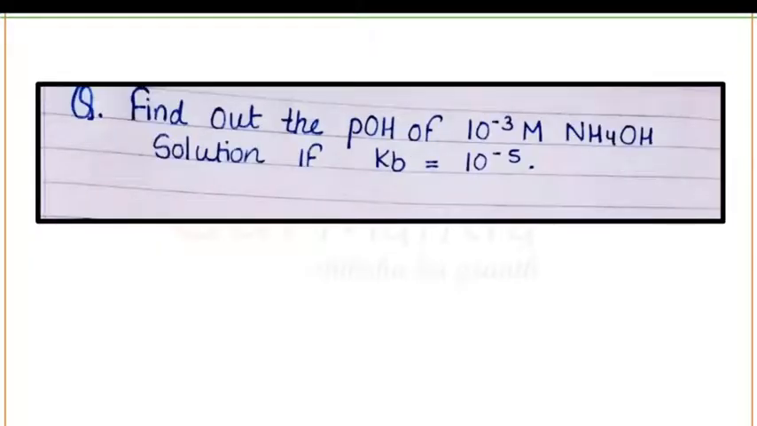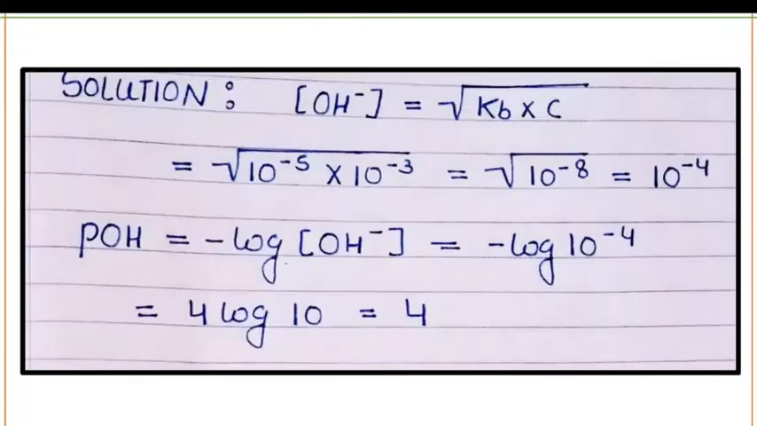You have to calculate the value of pOH, and you are given the concentration and the value for Kb. So first of all, to calculate the value of pOH, you will require the concentration of OH- ions. To calculate the OH- ion concentration, the general formula is √(Kb × C), and the values of Kb and C are given in the question. Simply put the values in this general equation, and you will get the concentration of OH- ions as 10^-4.